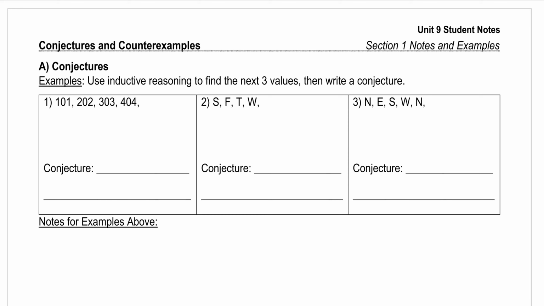Alright, first part is conjectures. So it says examples. Use inductive reasoning to find the next three values, then write a conjecture. Inductive reasoning just means finding a pattern, and a conjecture is just an unproven conclusion, something you think might be true, but you aren't exactly sure. You can't quite prove it 100%, but you think it's like a hypothesis. Like, I think this is right. That's all that is.